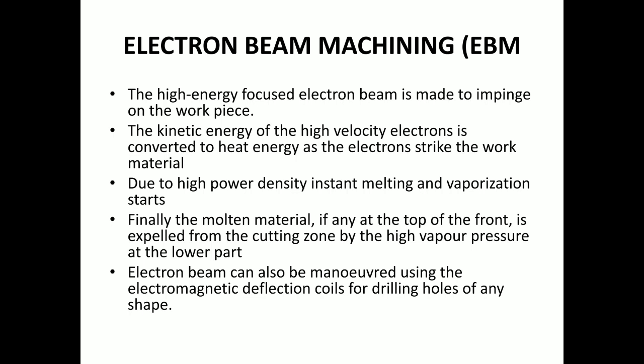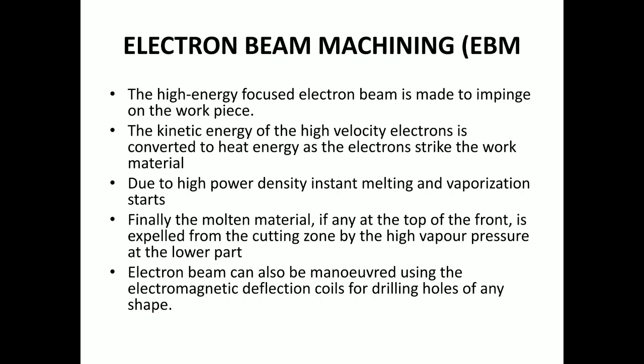In electron beam machining, a high energy focused electron beam is made to impinge on the workpiece. First the electron beam is generated, and this focused beam is made to impinge on the workpiece. The kinetic energy of the high velocity electrons is converted into heat energy as the electrons strike the work material. Third, due to high power density, instant melting and vaporization start.